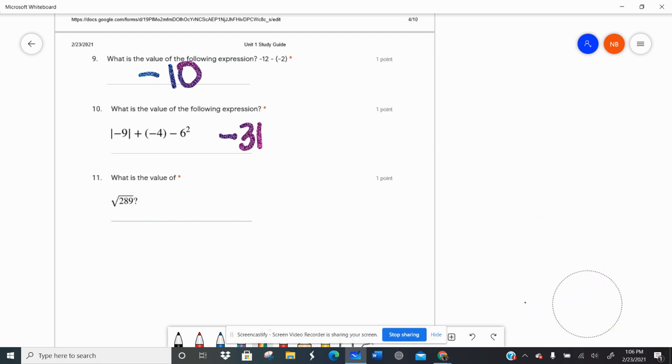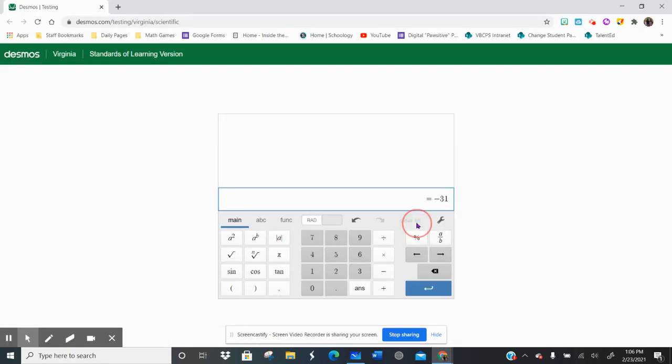Whew! All right, let's move on to this kind of weird thing. What's happening down here? Remember, this little sign means the square root of. The square root of 289. Lucky for you, you have that calculator. So you're going to clear this.